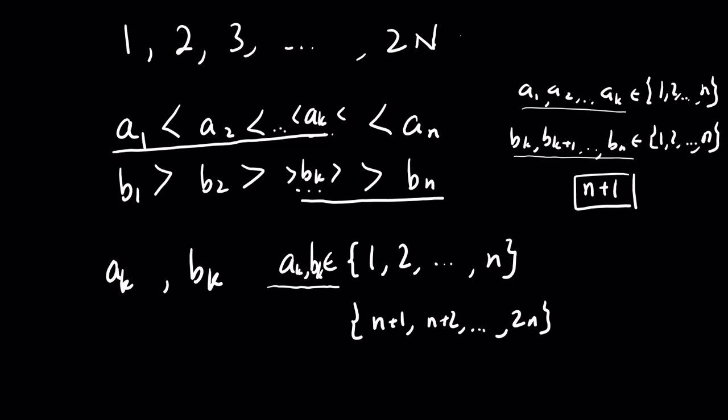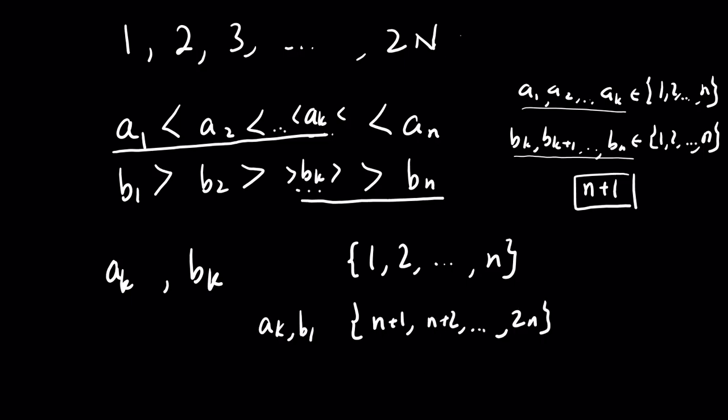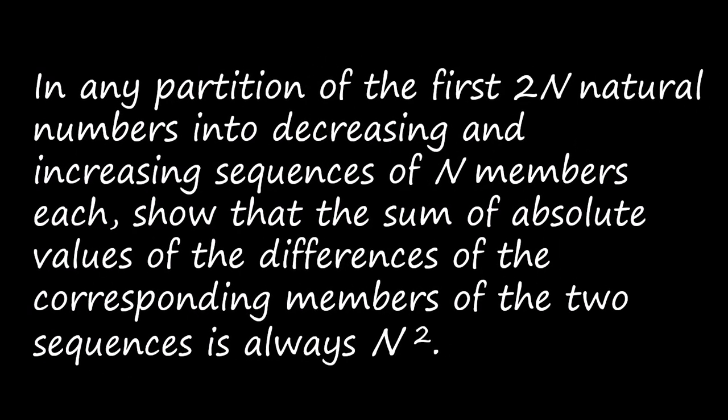So the assumption that AK and BK are in the same set 1, 2, 3 up to n is impossible. Using a similar idea, if we let AK and BK be in the same set n plus 1, n plus 2 all the way to 2n, we will also get a contradiction. This shows that no matter how we partition the first 2n natural numbers into two sequences, one increasing and one decreasing, the sum of the absolute values of the differences of the corresponding members is always n squared.